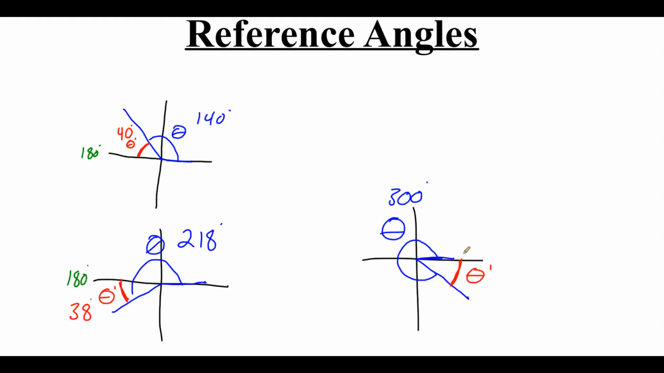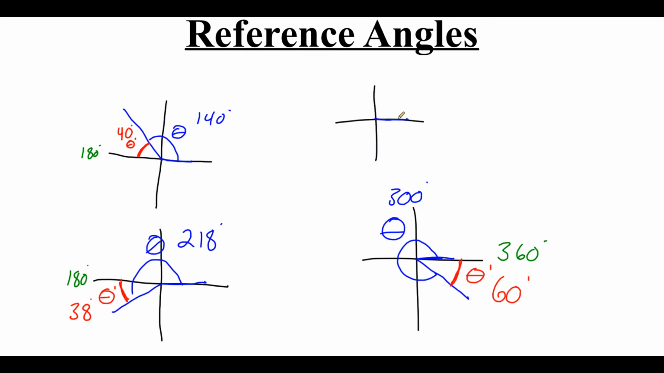Now this quadrantal angle, if we think about making one full circle, one full trip all the way around, would be 360 degrees. So if we know that our theta is a 300 degree angle, then in order to complete this circle to get all the way around to that 360 degrees, this theta prime would need to be a 60 degree angle.